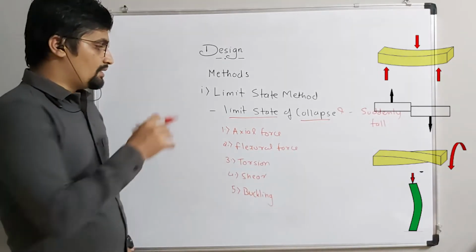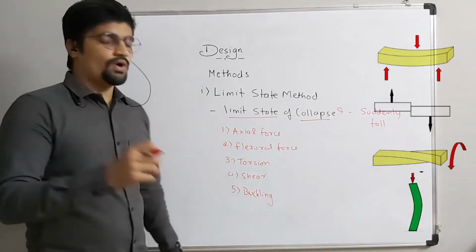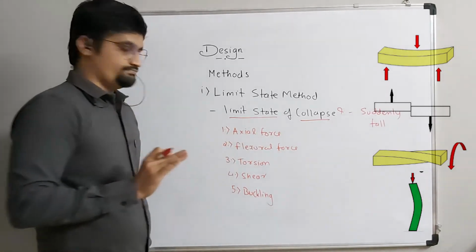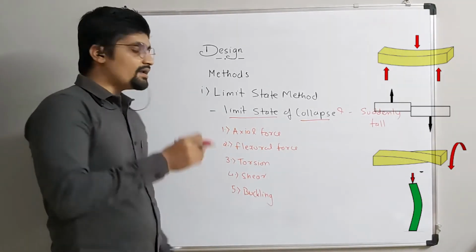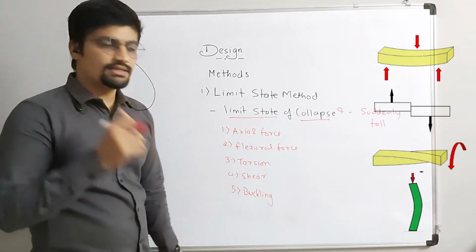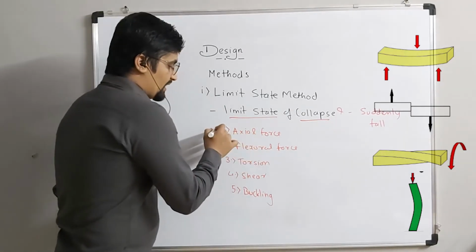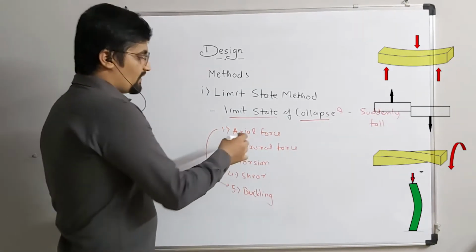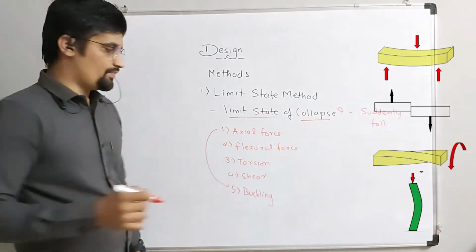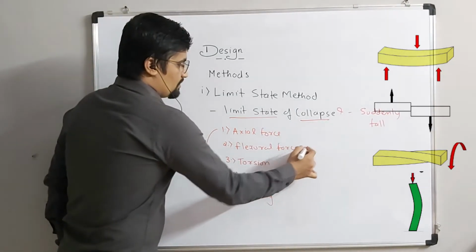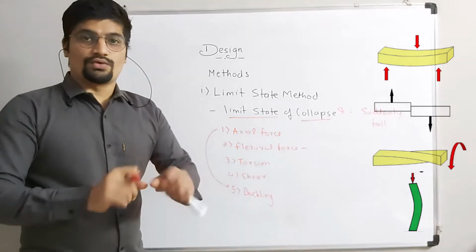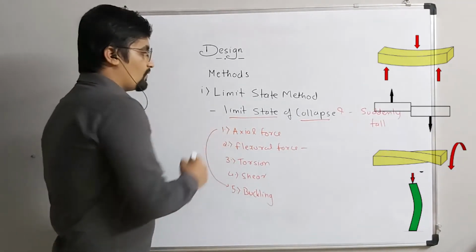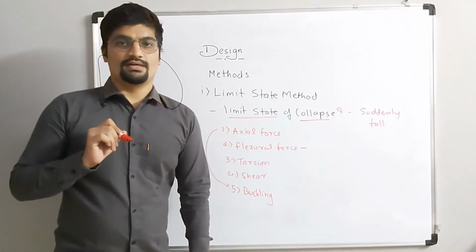Okay, but all these forces occur on different elements. Like axial force occurs on the column. It occurs on the axis, that's why it is known as axial force. It tries to make the column buckle. The flexural force occurs on the beam. The torsion is a twisting force. The shear is the shearing force. These all five forces can make our structure collapse.